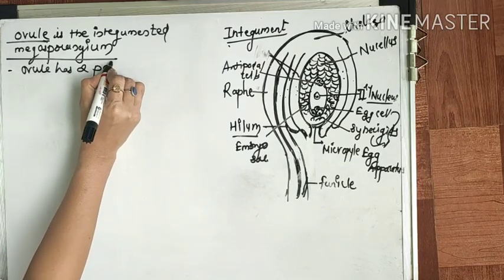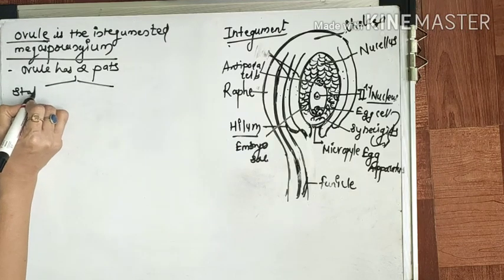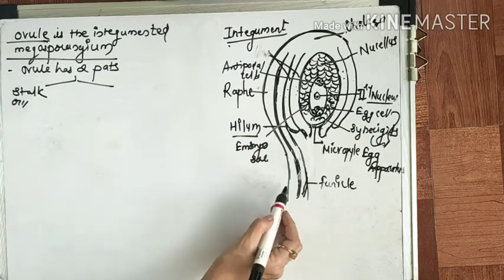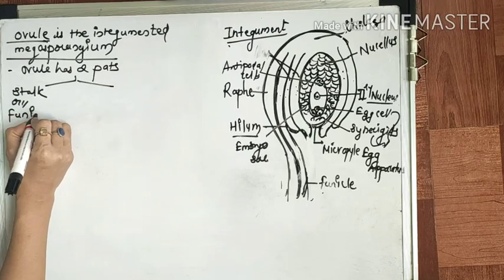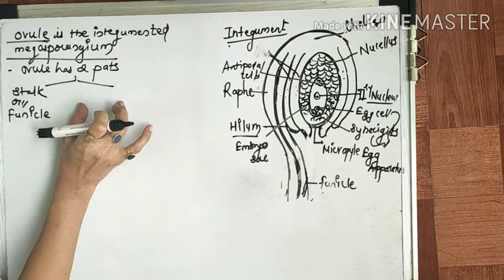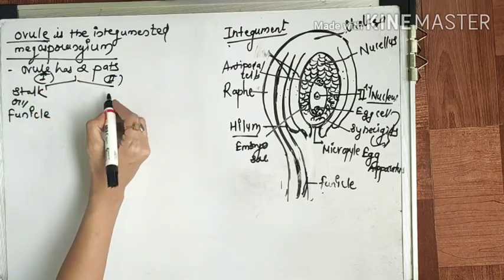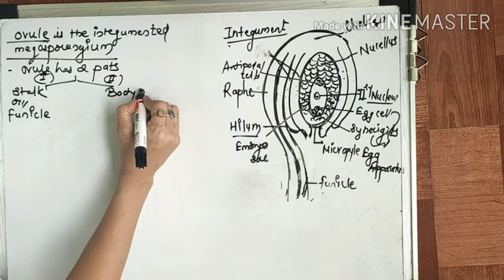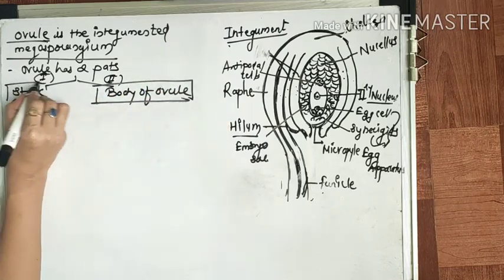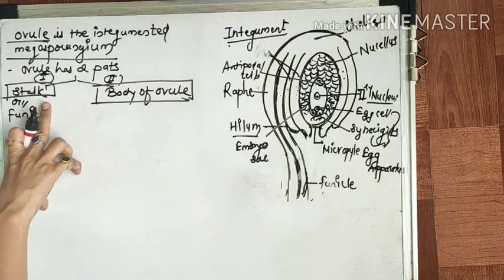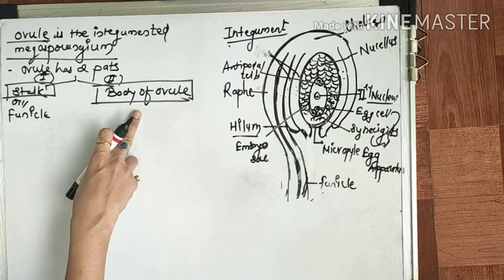Ovule has basically two parts. First is called the stalk, or that stalk, you can see this one, is also known as funicle. And the second part of it is called the body of ovule. These two parts are there in ovules. First part is called the stalk, second part is called the body of ovule. So what is stalk?